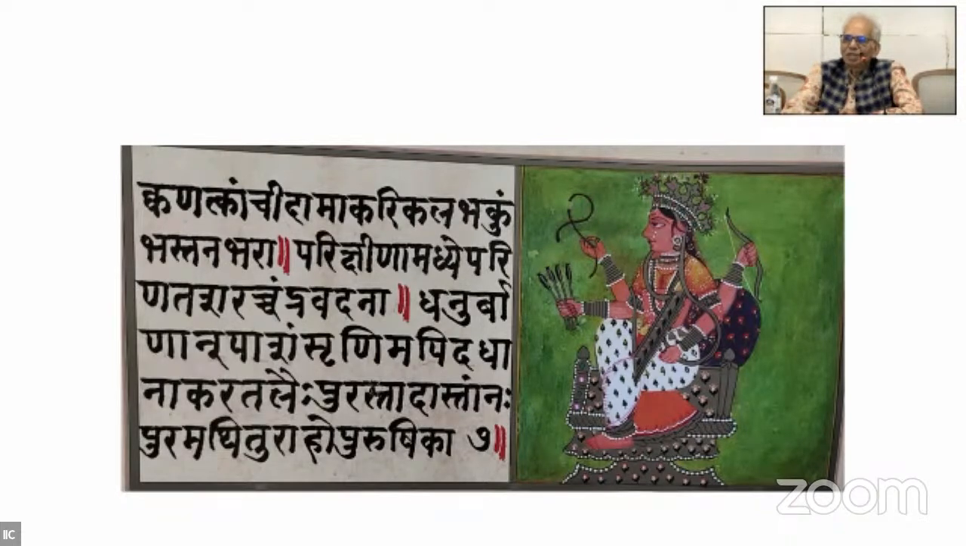So his kanchi is described, which is depicted somewhere in the middle, and the madhya bhaga is kshina, the slender waist is there, that is also here. And dhanurbanan ashamsanimapi dadana karatalai. So all these armaments are there.